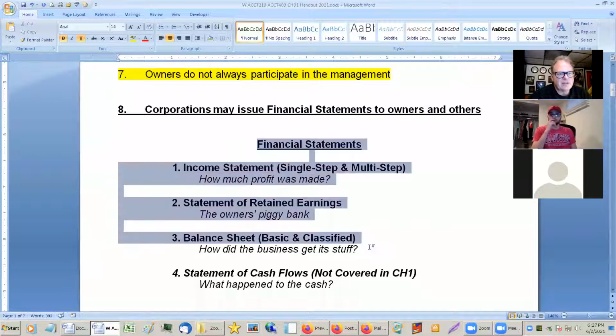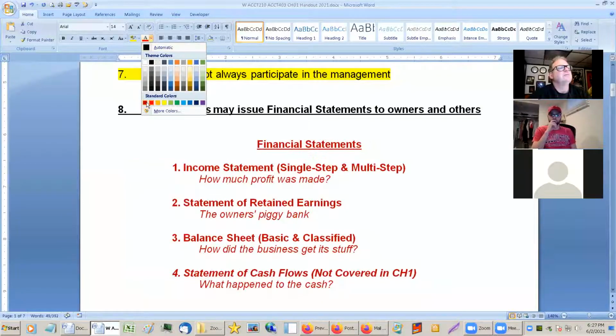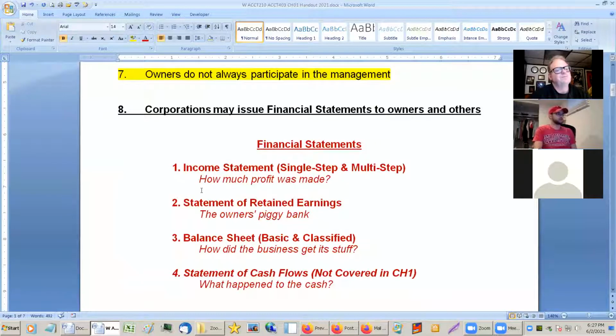So these are the financial statements, and these are standard. Let me try to go into the color here. There's an income statement, a statement of retained earnings, and a balance sheet.